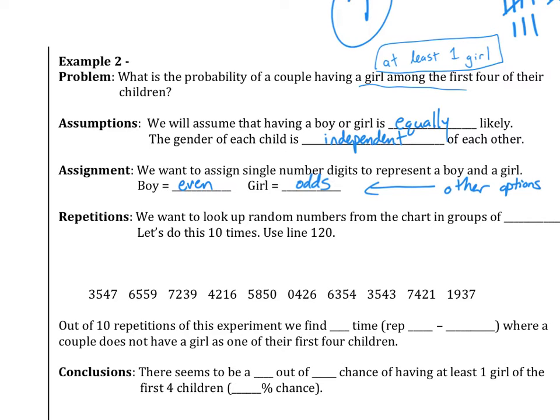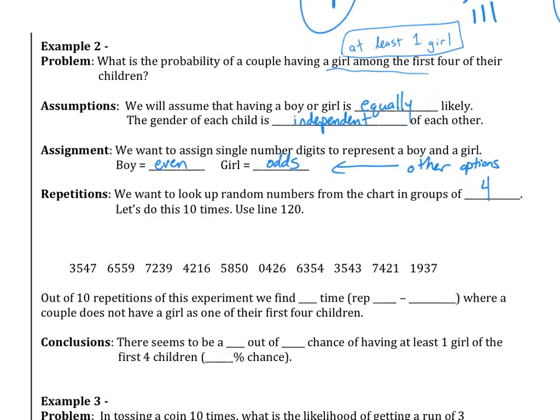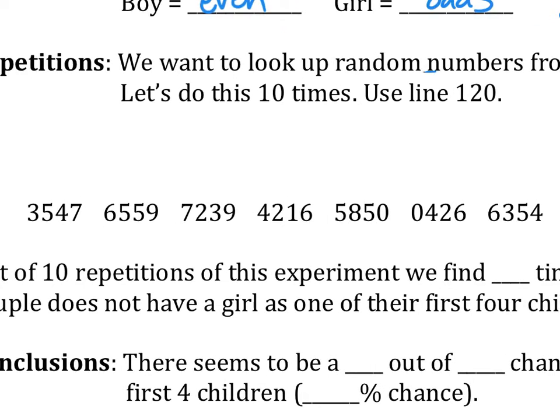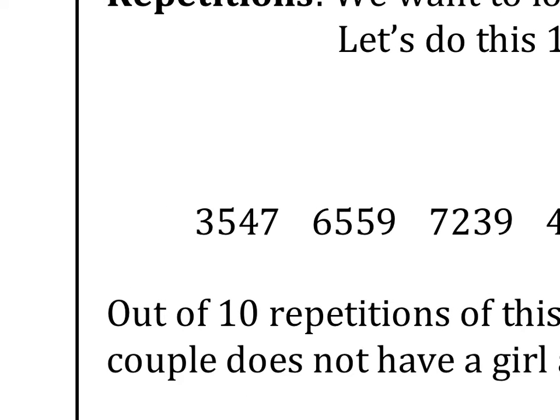And it says we want to look up random numbers from the chart in groups of 4. So what this means is since there's 4 kids, we pick groups of 4 numbers. Not just one at a time, it's groups of 4. So here's 4 kids, then the next 4 kids, and the next 4 kids. And it says, let's do this 10 times. So in the first 4, this is from line 120, by the way. It's right here in your notes. So the first 4 are 3, 5, 4, 7.